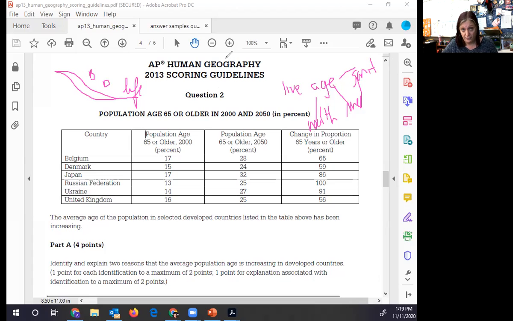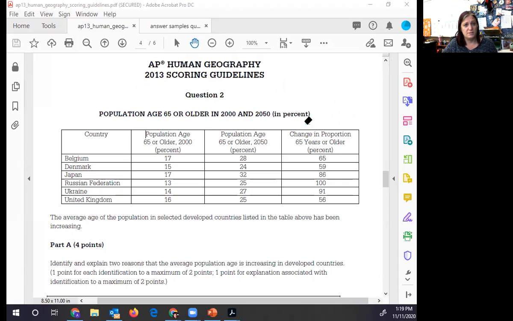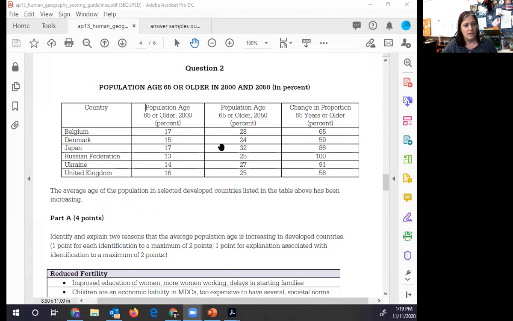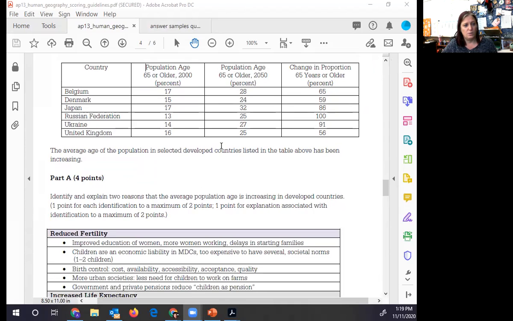So what I actually have for you is a sample. Let's first erase all my horrible drawings. Close this out, and let's see what the rubric tells us. Reduced fertility. Why would that affect age? Oh, if there were fewer people being born and more old people, then my average age is going to shift. Okay, I could talk about that.